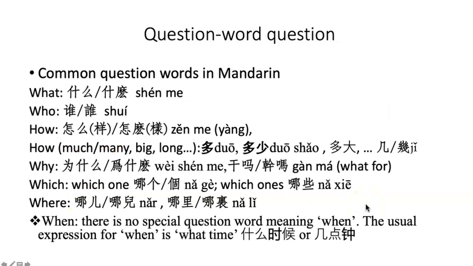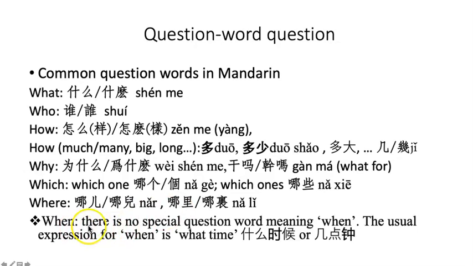There are several common question words in Mandarin. For example, what 什么, who 谁, how 怎么, 怎么样, how as in how much, how many, how big, how long, etc., 多, 多少, 多大, 多长, or 几. Why 为什么, 干嘛. Which one, 哪个, 哪些. Where 哪儿, 哪里.